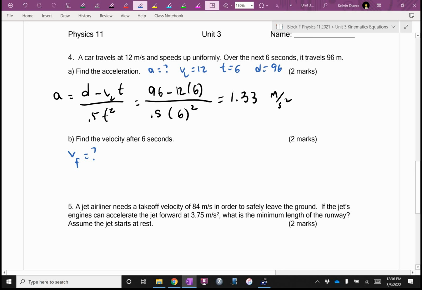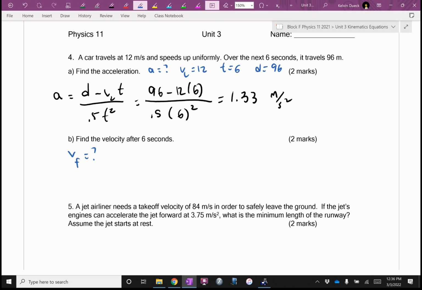How many seconds in part B? What's the time? How many seconds in part A? Also 6? I'm not going to relist everything. If they had changed the time, then I would relist the things that I could use and cross out what I couldn't use. But 6 seconds, I'm going to be lazy.